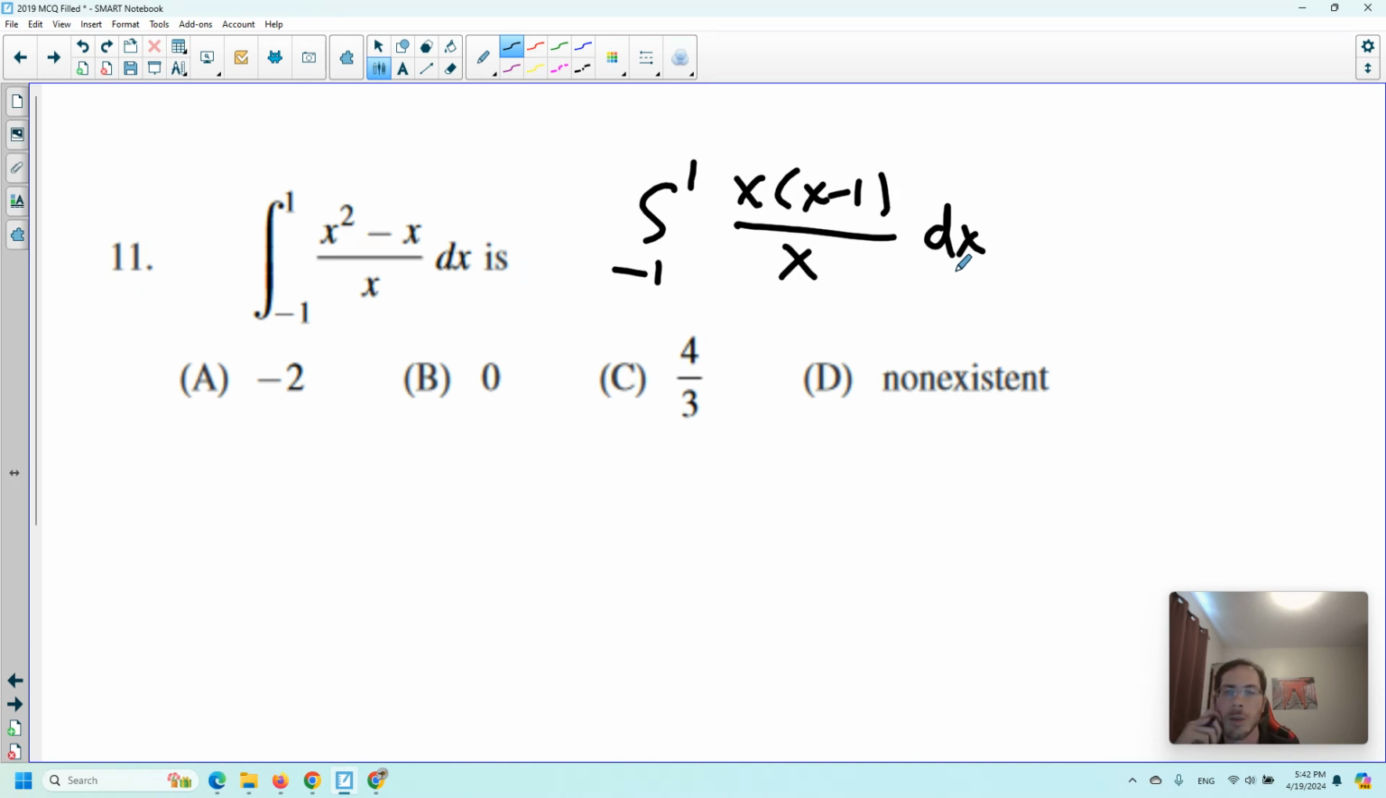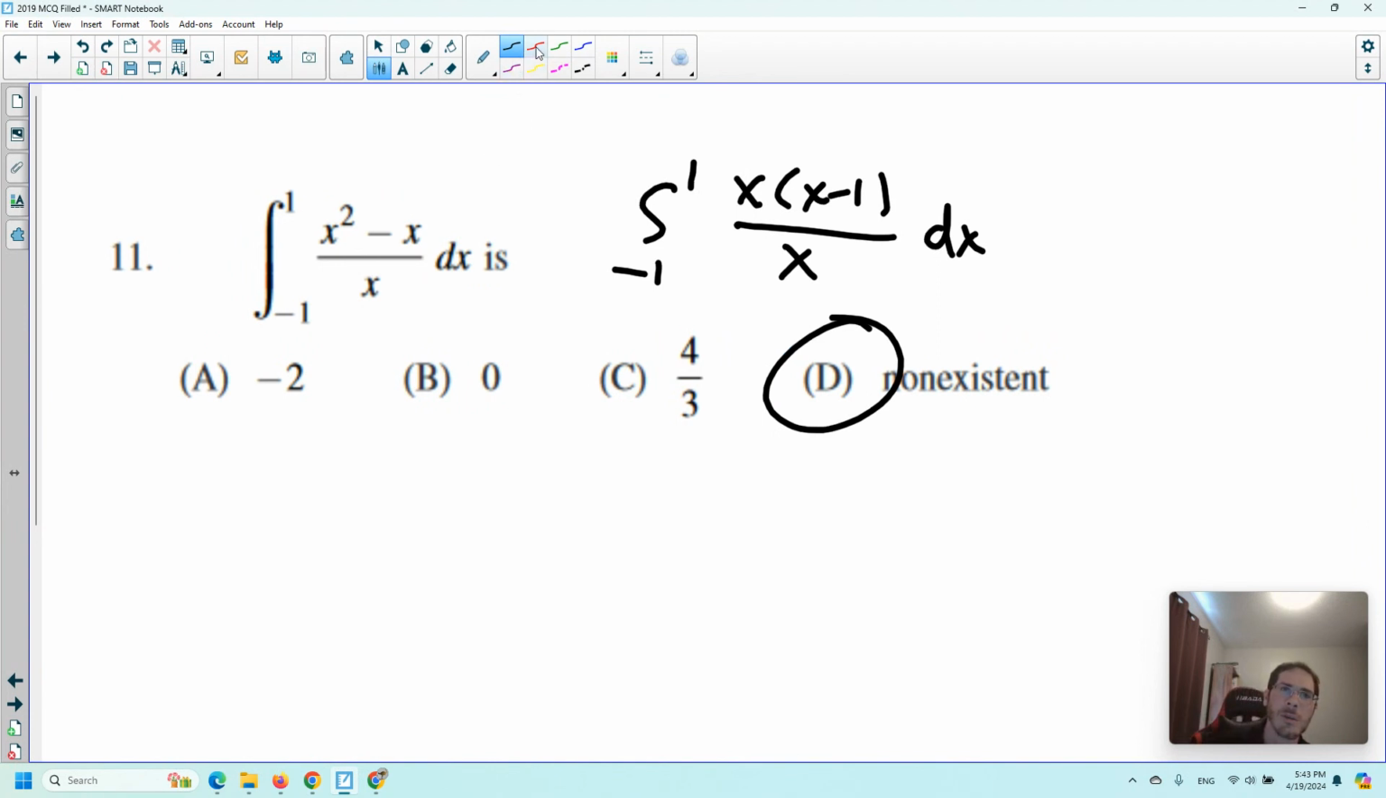But this one's actually a trick question. So this one's a little bit silly. I'm not really a huge fan of trick questions. But the answer to this one is actually going to be non-existent. And the reason for that is even though it looks like it's pretty easy, we just cancel the x's out and do the power rule.